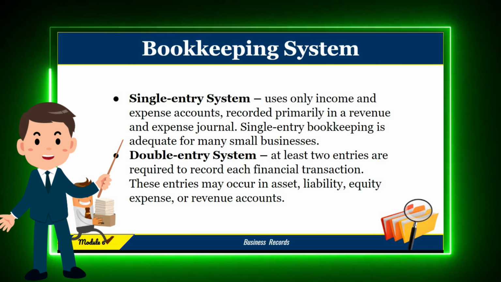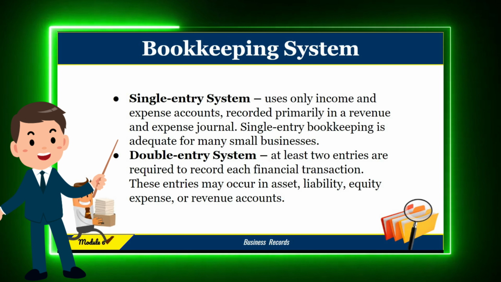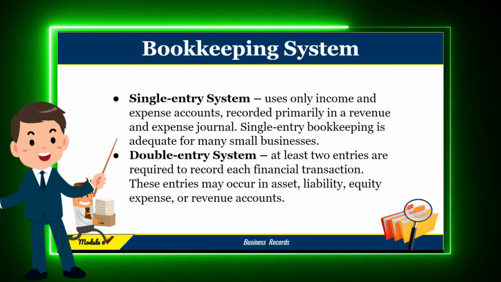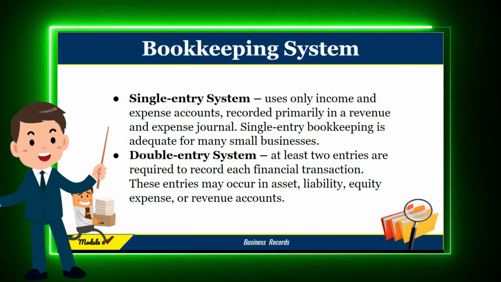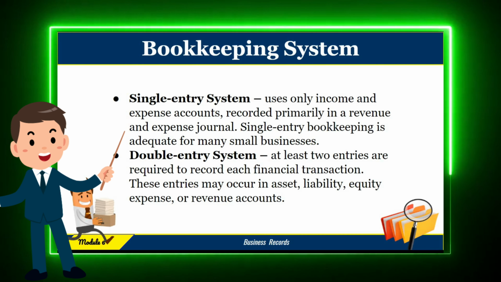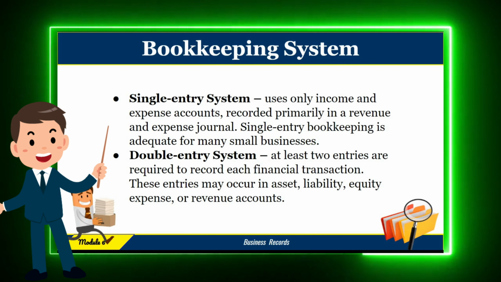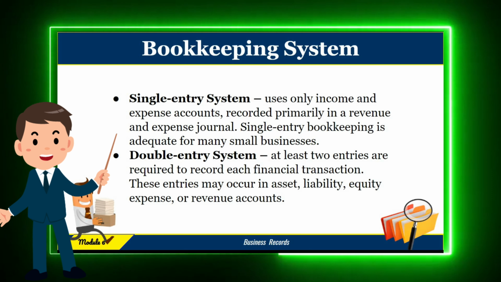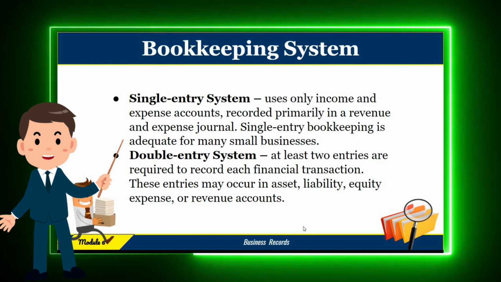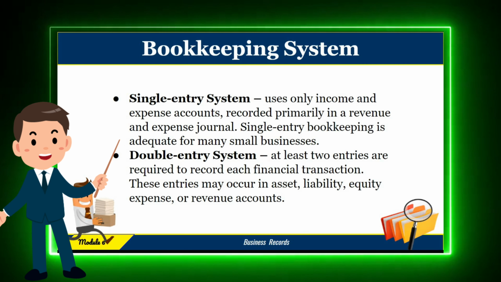Then for the double entry system, this system requires at least two entries to record each financial transaction. These entries may occur in asset, liabilities, equity, expense, and also the revenue accounts. Okay, so that's the difference between the single entry system and the double entry system.